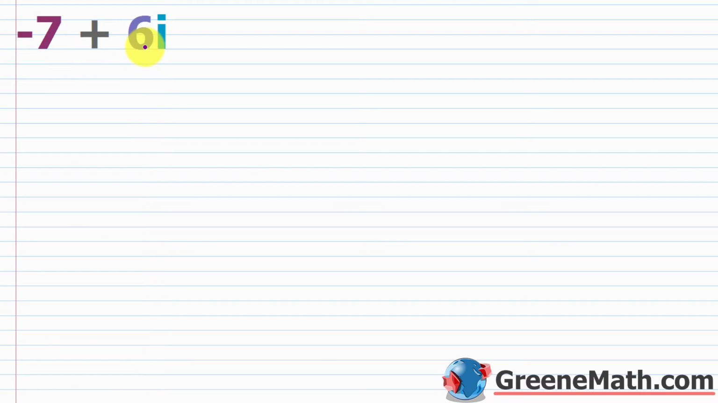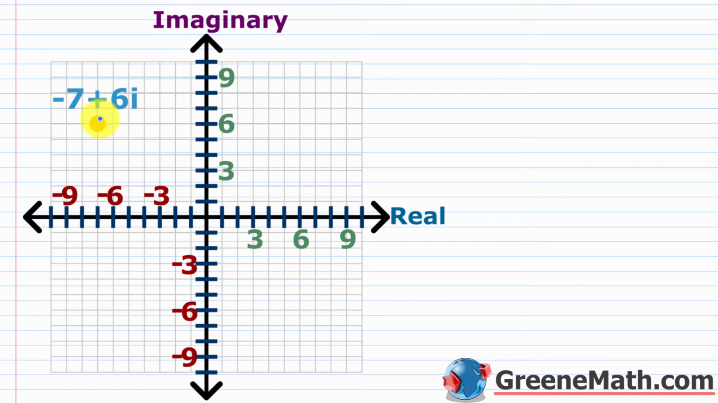This -7 plus 6i, again, the real part's -7, so I'm moving 7 units to the left. The imaginary part is 6, so I'm moving 6 units up. So 7 units to the left, 6 units up, which would put us exactly right here. So this would be your -7 plus 6i.